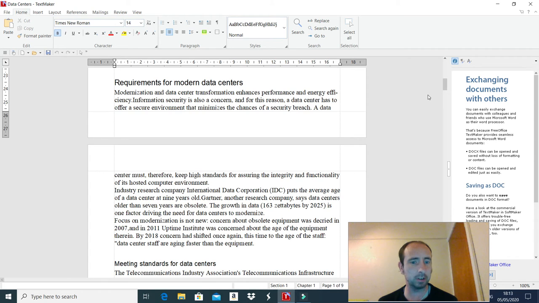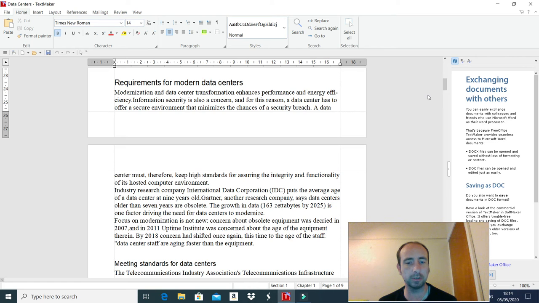Industry research company International Data Corporation, IDC, puts the average age of a data center at 9 years old. Gartner, another research company, says data centers older than 7 years are obsolete. The growth of data, 163 zettabytes by 2025, is one factor driving the need for data centers to modernize. Focus on modernization is not new. Concerns about obsolete equipment were decried in 2007 and in 2011.